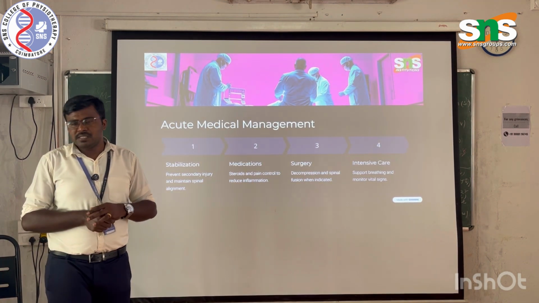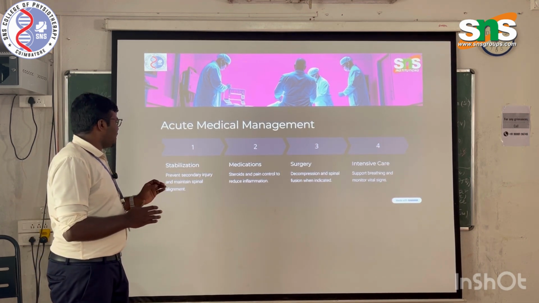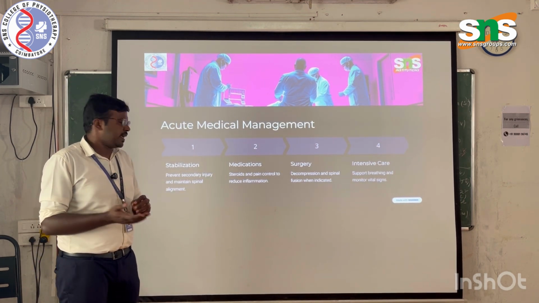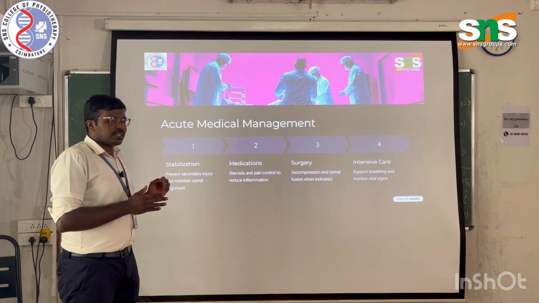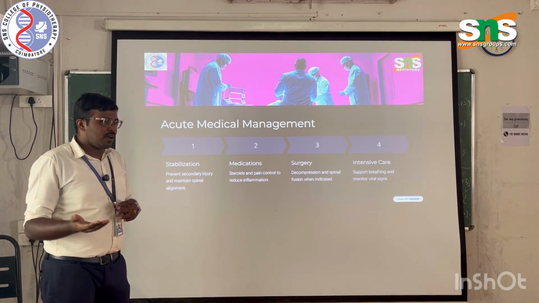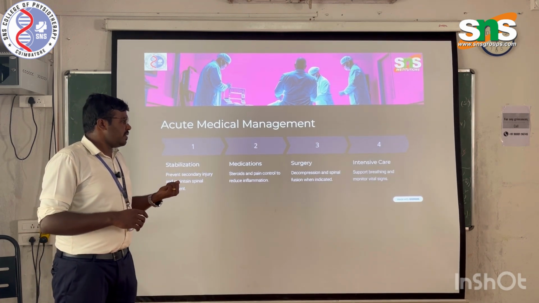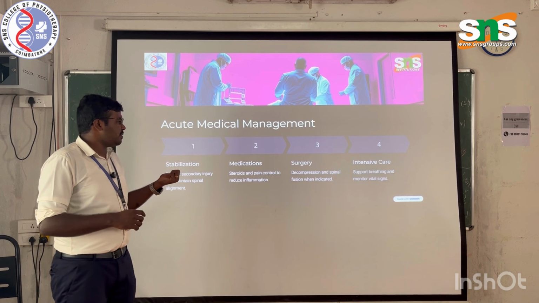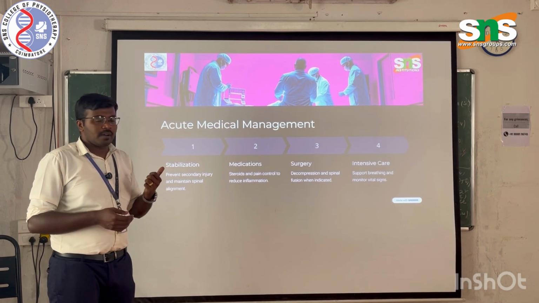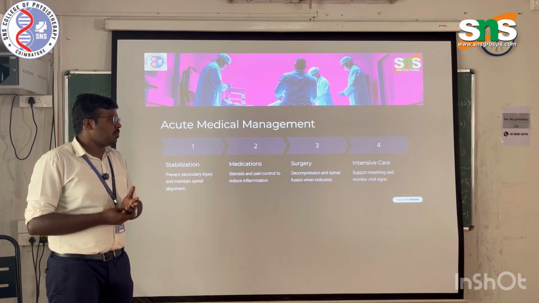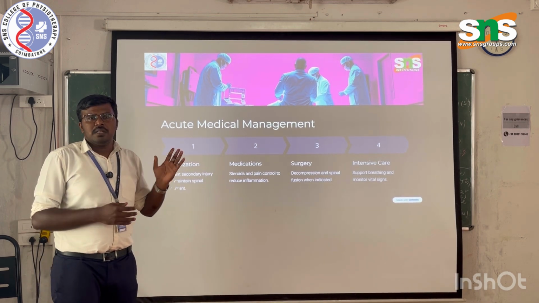Medical management: first, stabilize the patient to prevent secondary injuries and maintain spinal alignment. For medications, we can give steroids and pain control to reduce inflammation. Surgery includes decompression and spinal fusion, and intensive care supports breathing and monitors vital signs. So today we have seen all about these.